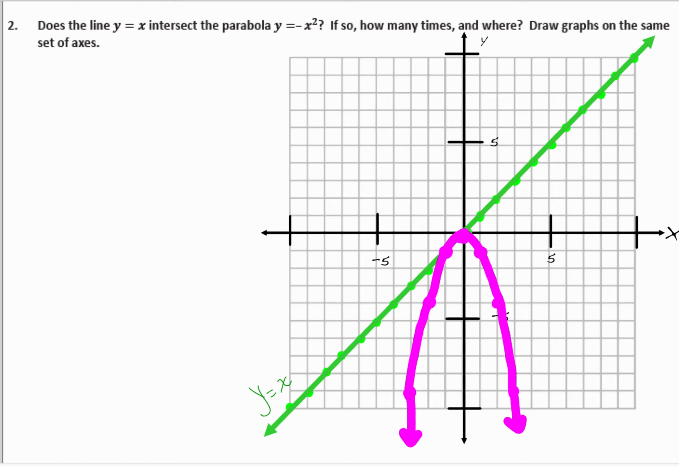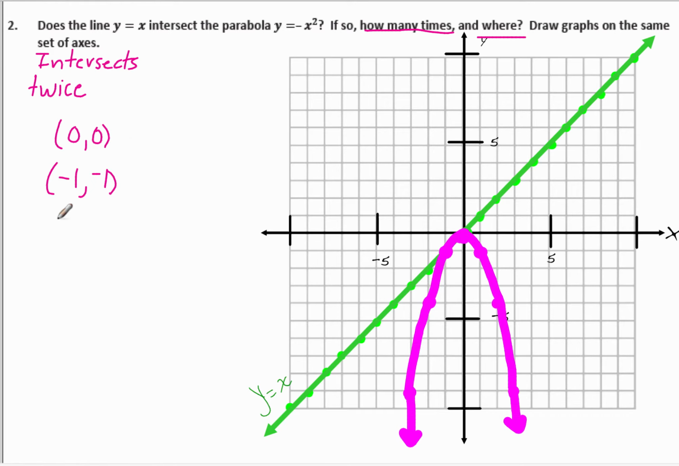It intersects, as we saw, at 0, 0, and negative 1, negative 1. So if so, how many times? We'd have to say that it crosses twice. And where? We clearly stated where.